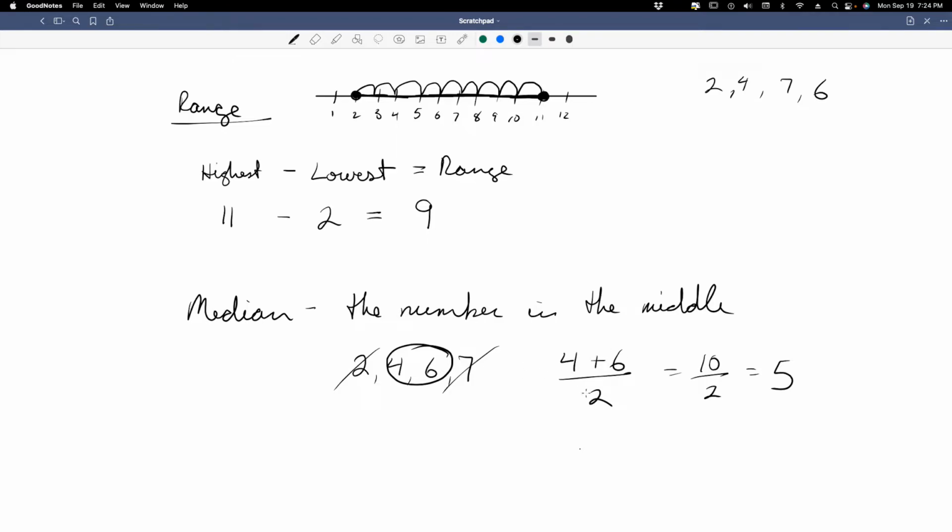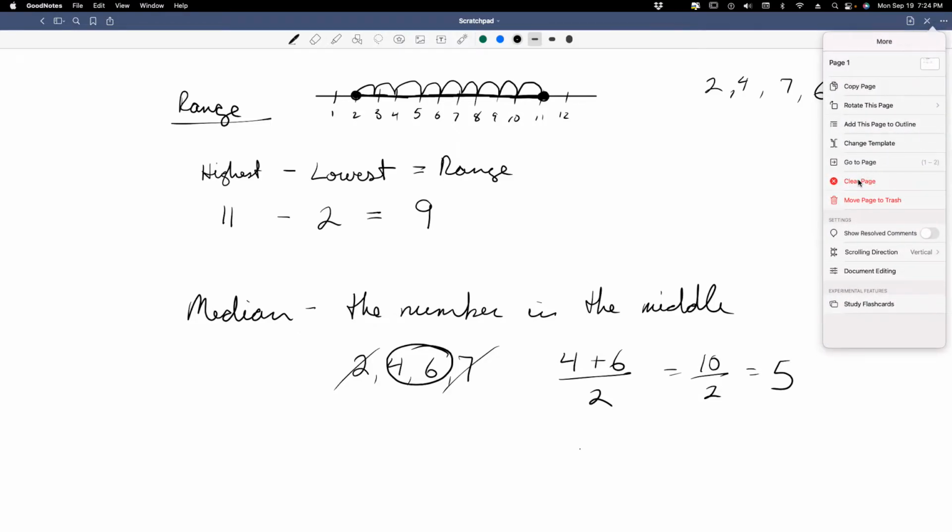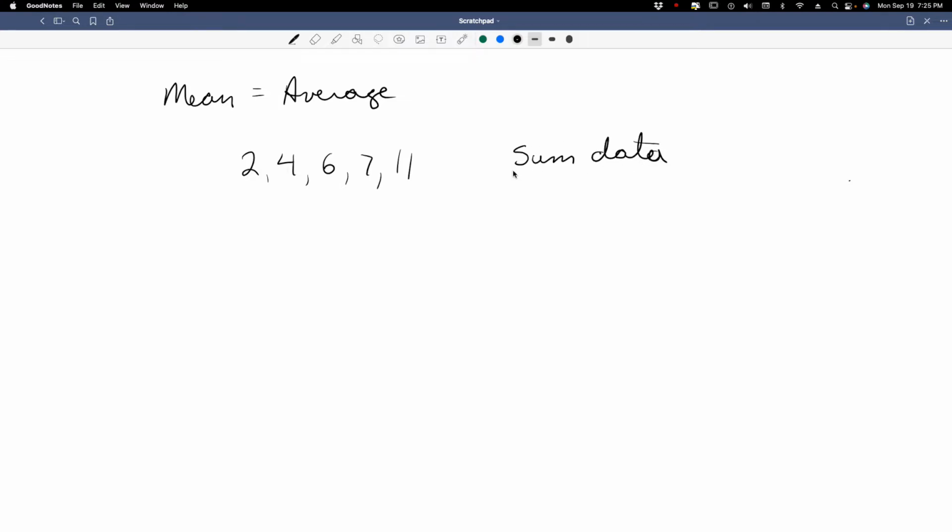All right, so let's look at mean for just a minute. So mean just means average. That's all it is. So let's go back to our original set of numbers, 2, 4, 6, 7, and 11. The way you would find the average is you would take the sum of the data, or the sum of the numbers, and divide it by the quantity of the data, or the quantity of the numbers.